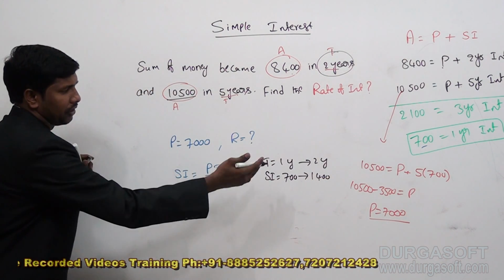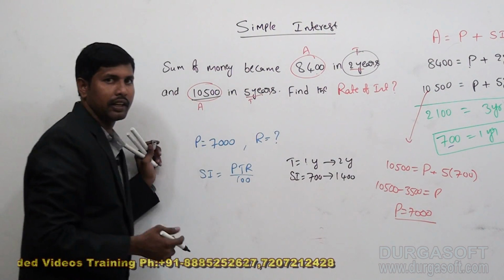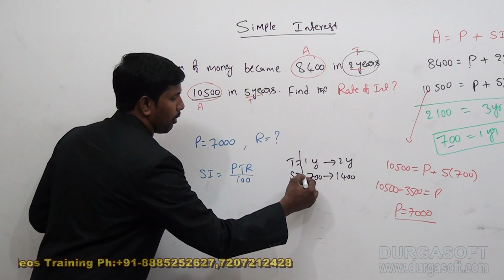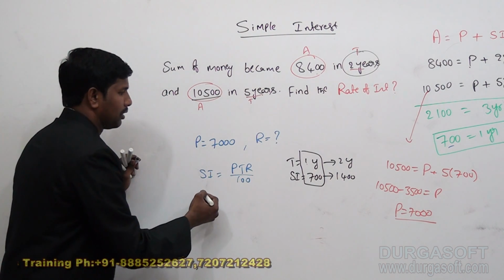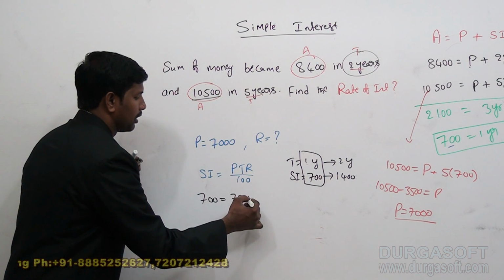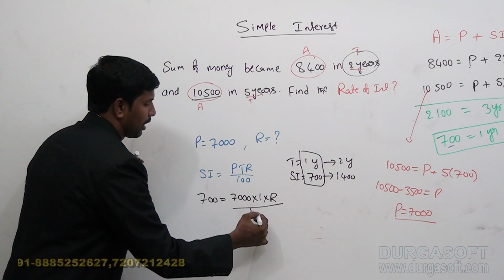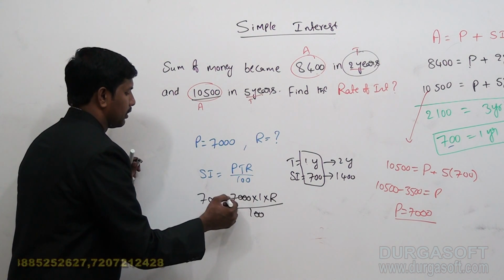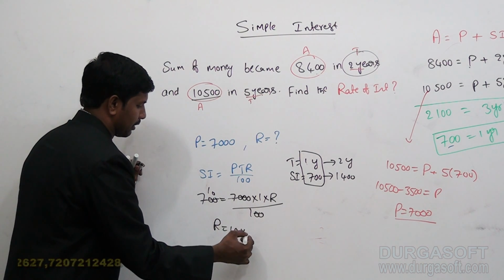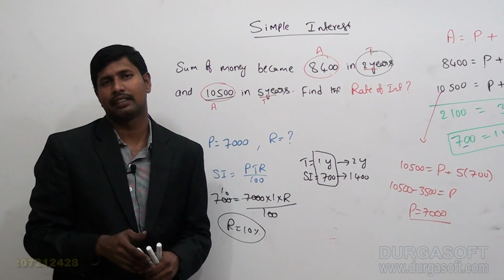Substitute any combination: 1 year 700, 2 years 1400. So it's your choice, you can substitute. Suppose I substitute 1 year and 700. Simple interest is 700, principal amount is 7000 rupees, time is 1 year, and the rate of interest we want is by 100. When you calculate this, simply you will get the rate of interest as 10%. That is what we want. So the rate of interest is 10%.